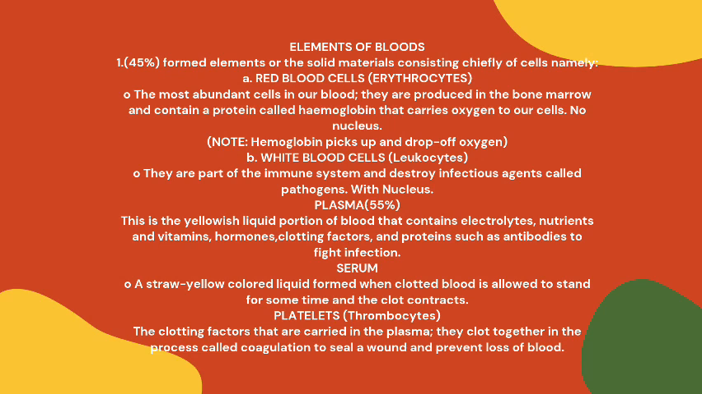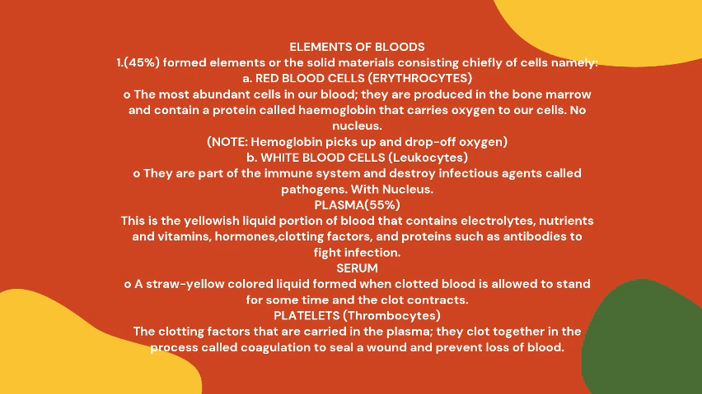B. White blood cells. They are part of the immune system and destroy infectious agents called pathogens. They have a nucleus. Plasma, 55%. This is the yellowish liquid portion of the blood that contains electrolytes, nutrients, vitamins, hormones, clotting factors, and proteins such as antibodies to fight infection.